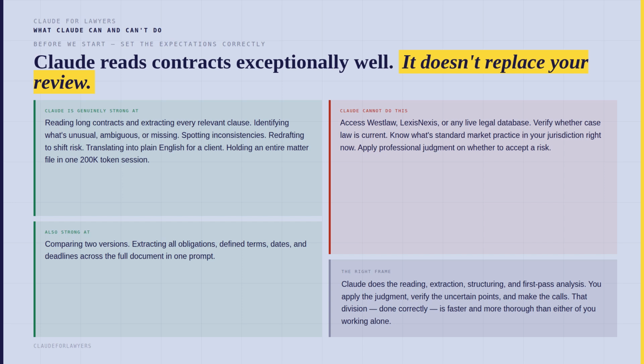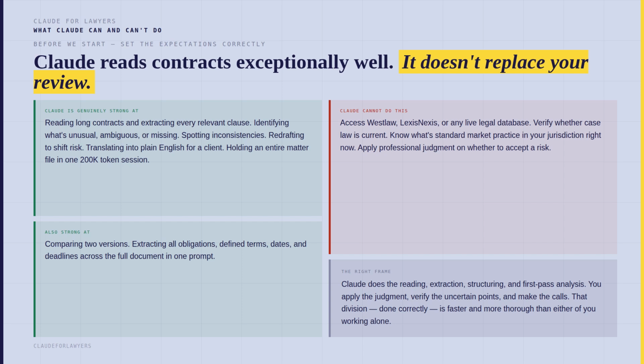Claude's context window, 200,000 tokens, means it can hold the entire contract, your prior correspondence, and the client's instructions in a single session without losing the thread. Claude is also strong at identifying what's unusual, what's ambiguous, and what's missing. It knows what a standard NDA typically contains and flags where this one departs from that expectation. It identifies language capable of being read 2 ways. It notices what should be there and isn't, and it can redraft any clause in language that shifts the risk toward your client's position.